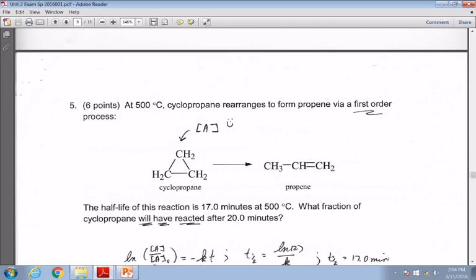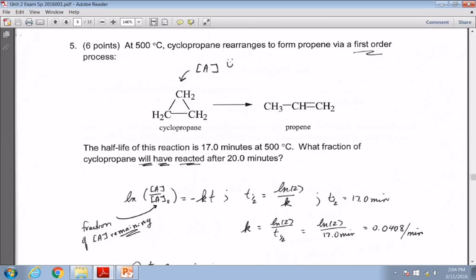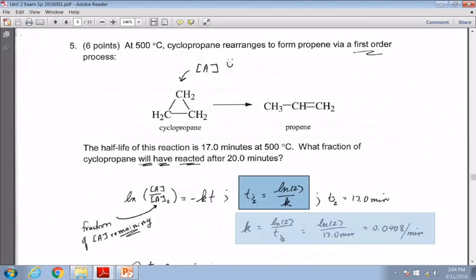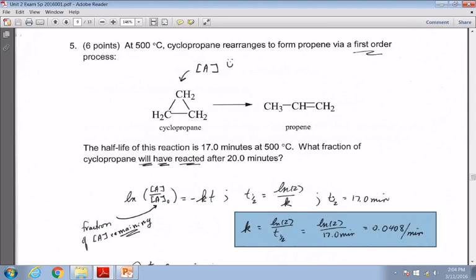Then this one, it told us it was first order. So if it's first order, we're using the integrated time concentration equation. And we also have to use the half-life equation. They give us the half-life is 17.0 minutes, so we can use that half-life right here to get the rate law constant K.